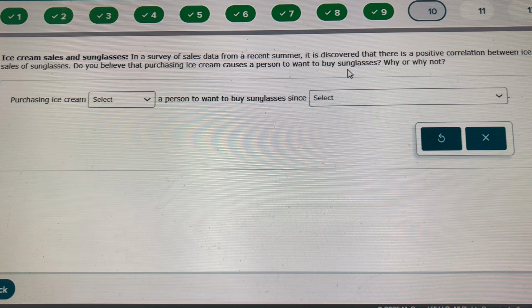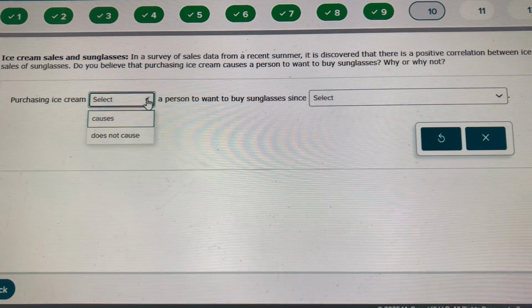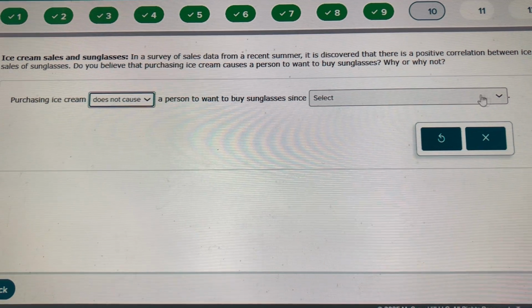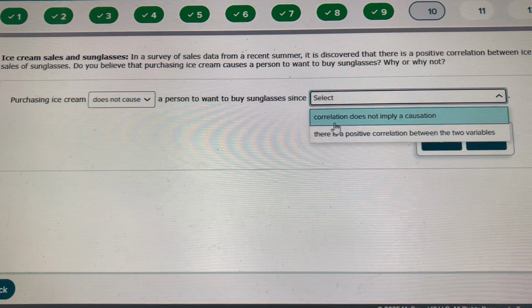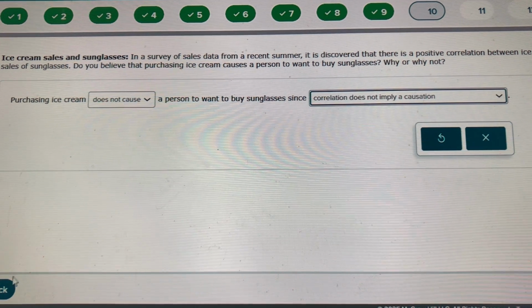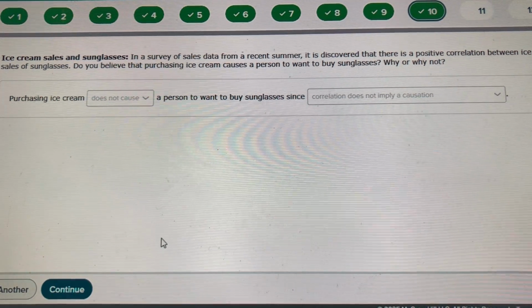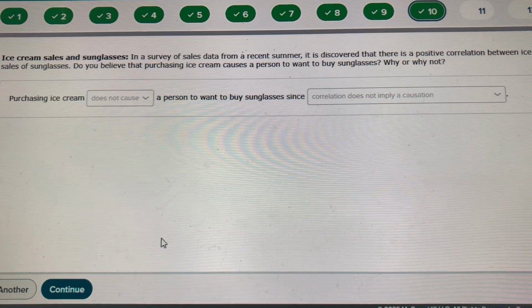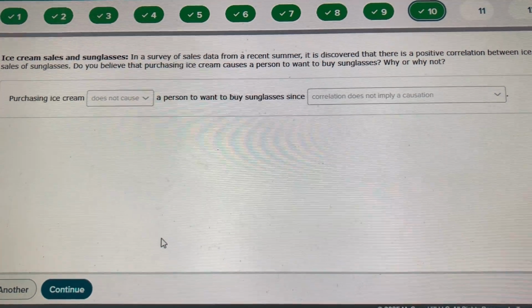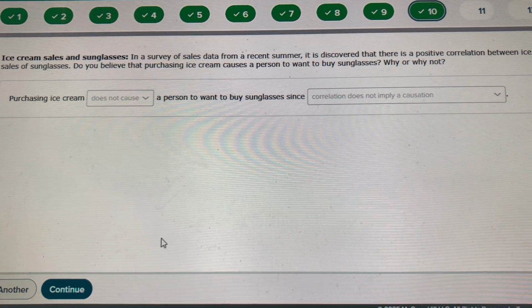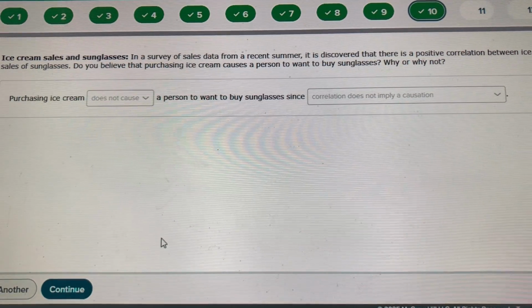When it gets hot outside, temperatures increase, people eat more ice cream and people need sunglasses because the sun's out stronger and longer. So purchasing ice cream does not cause you to want to buy sunglasses because correlation does not imply causation. You can't talk about cause and effect no matter how strong it is. But if there's a strong correlation, and you tell me ice cream sales just increased by 50%, then I might be able to predict that sunglasses went up by 50% too. It's just that the one thing is not directly causing the other.